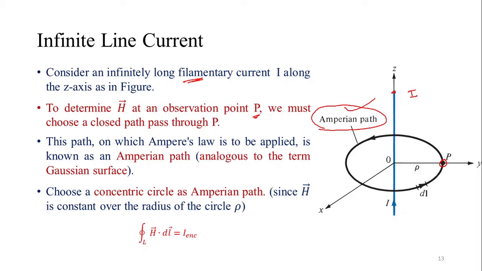There is no need to take only the circle passing through the point P. You may take a circle here or here. The only condition is it must enclose the conductor. That is important for the Amperian path. As per Ampere circuital law, the closed line integral of H dot dl is equal to I enclosed.